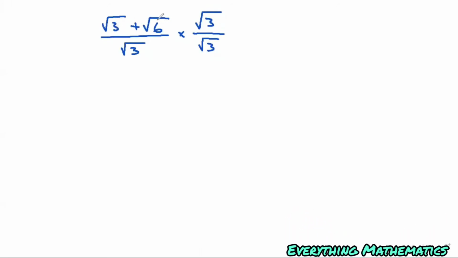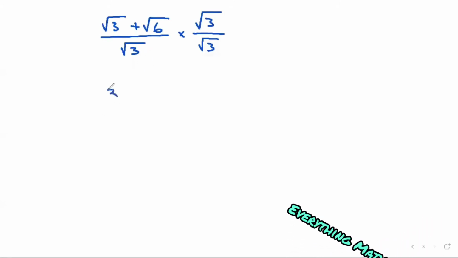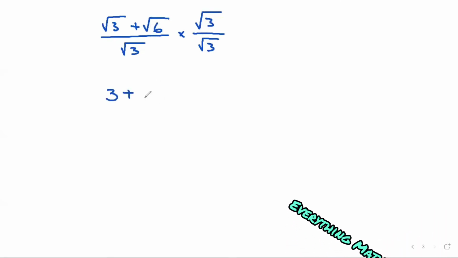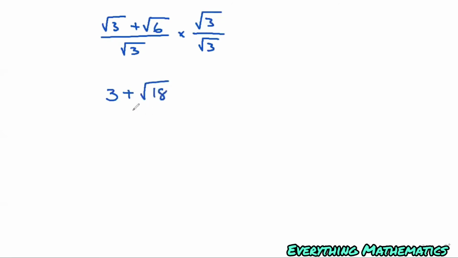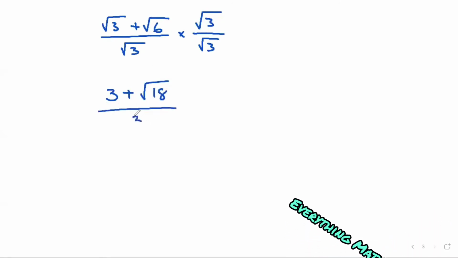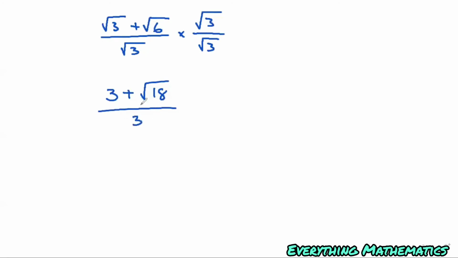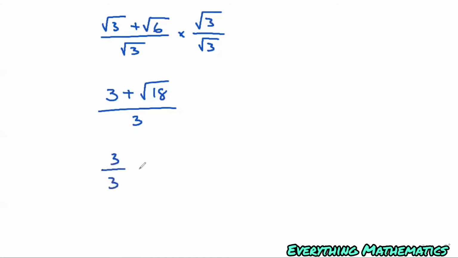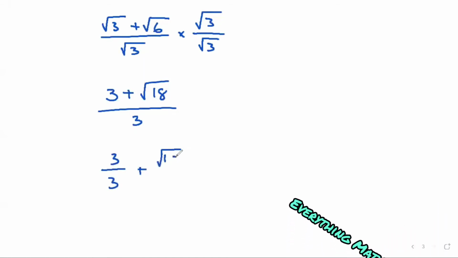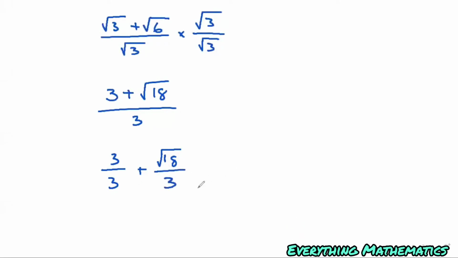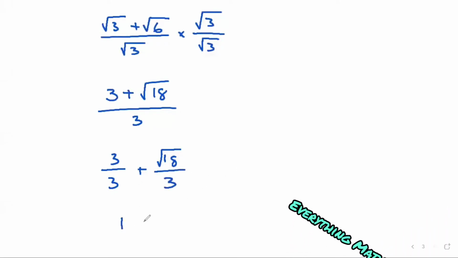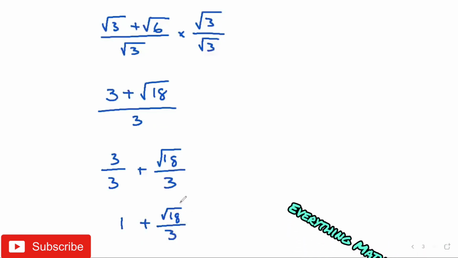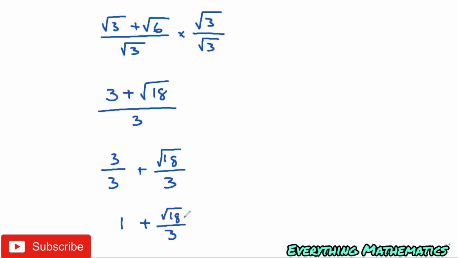At the top, root 3 times root 3 will just give us 3. Plus, we have root 6 times root 3, and that will just give us root 18. And that's divided by just 3. So this could be our final answer, or if you so desire, you could have 3 over 3 plus root 18 over 3, which will work out to be 1 plus root 18 over 3. Good. So that's our final answer here.